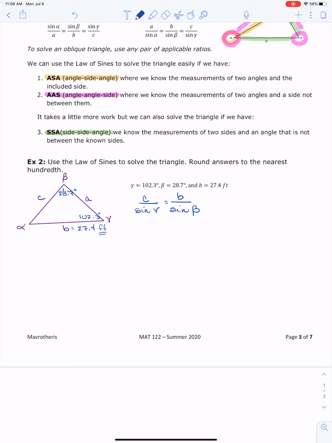Okay, so C is what I'm trying to solve for. I know that gamma is 102.3, and side B is 27.4, over the sine of beta, which is 28.7. Now to solve for C, I'm going to multiply both sides by the sine of 102.3.